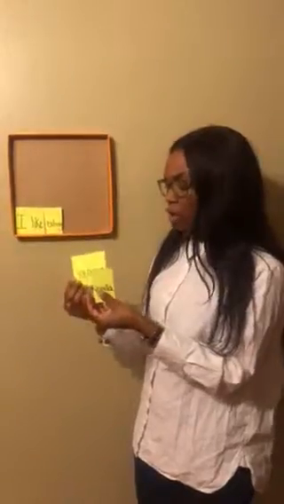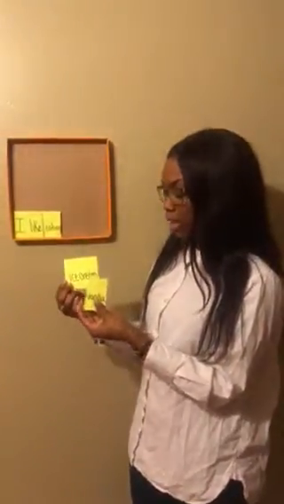Okay? So the correct way we should put the sentence is, I like eating, and then vanilla ice cream. So now we have our capital, we have our verb, we have our adjective, and we have our noun that we are describing. So we have, I like eating vanilla ice cream.